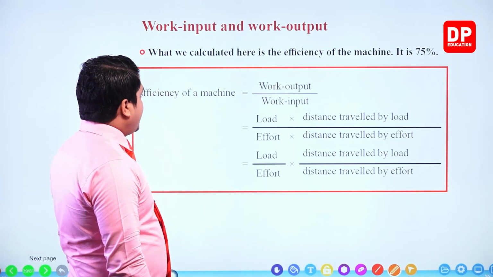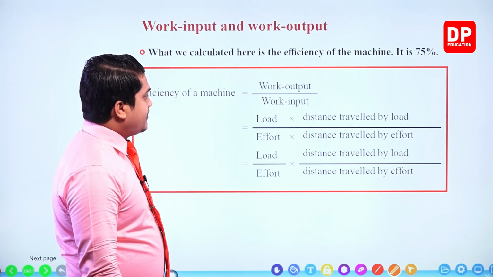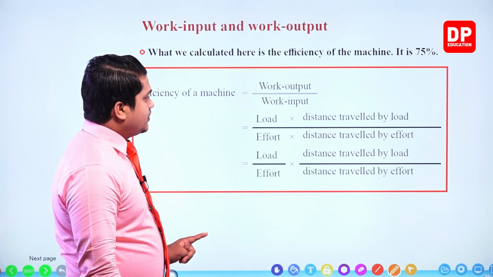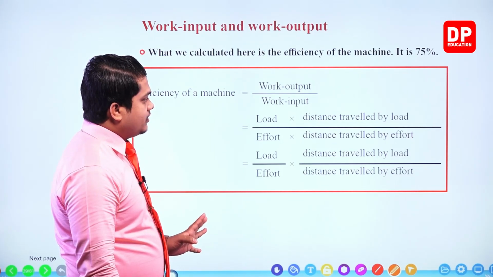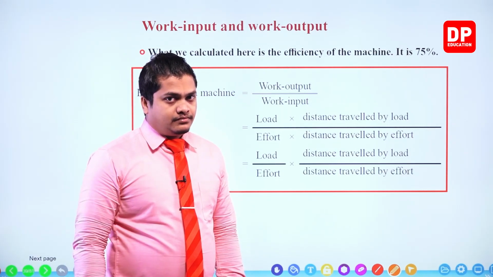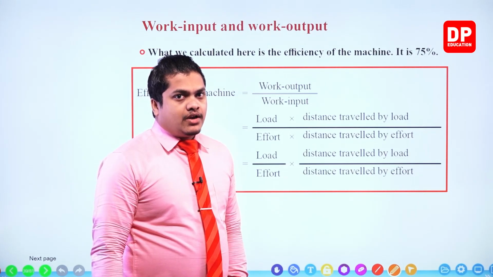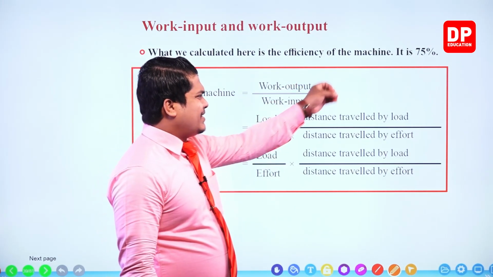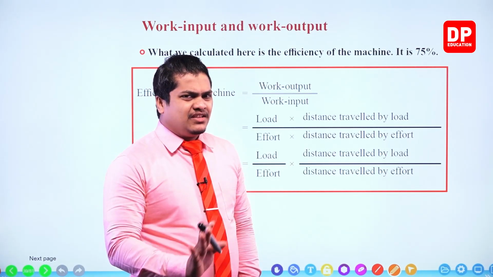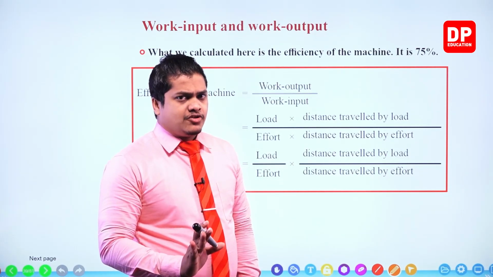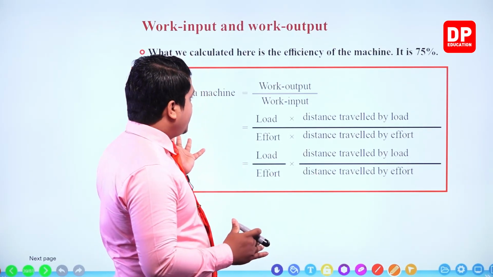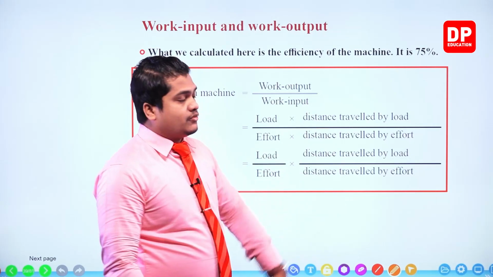So the efficiency of a machine can be defined as work output divided by the work input, and when you multiply it by 100, you can get the answer. Actually 100 is not given, but usually we represent this as a percentage. So this is how to find out the efficiency of the machine.